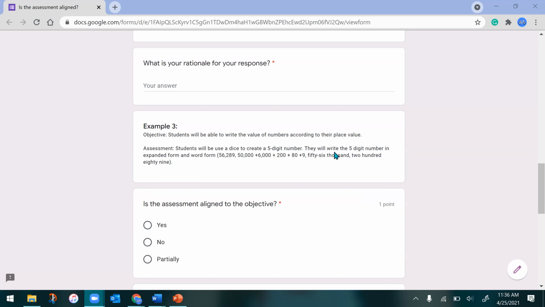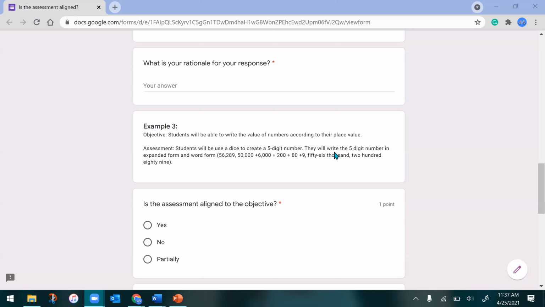Now, this objective and assessment are pretty much aligned, but having them write in word form was not a part of the objective. In addition, the objective doesn't specifically state students will use expanded form. So, to make the objective a little stronger, I might revise it to say students will be able to identify the value of numbers by using expanded form, or students will be able to show the value of numbers using expanded form, or give them more choice in the assessment.